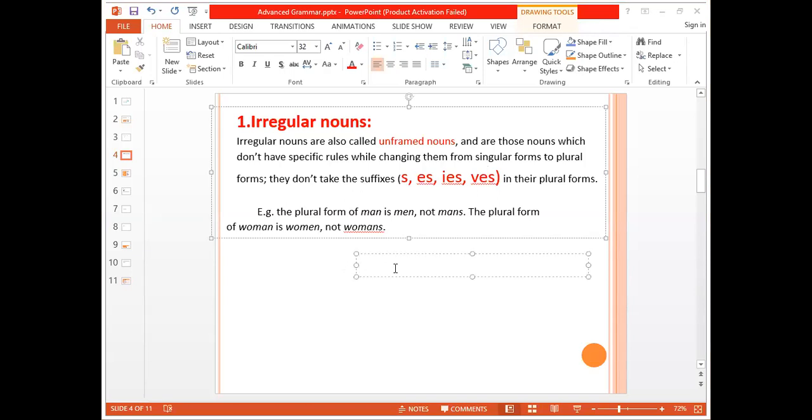If I say, for example, man, M-A-N, what's the plural of man? M-E-N. Does it take S in the end? No. Does it take E-S, I-E-S, or V-E-S? No. We do not have any rule for it, but you need to remember it. You need to memorize them, clear?